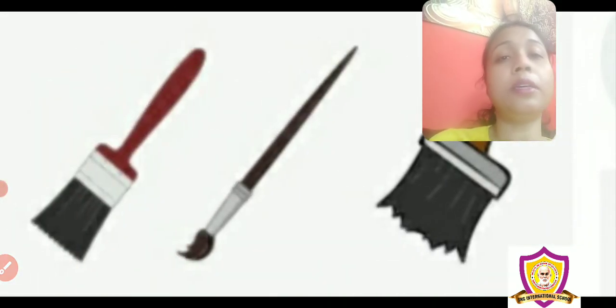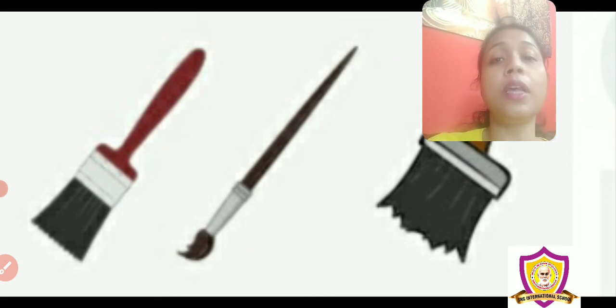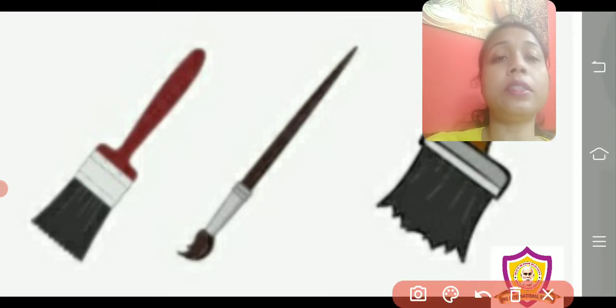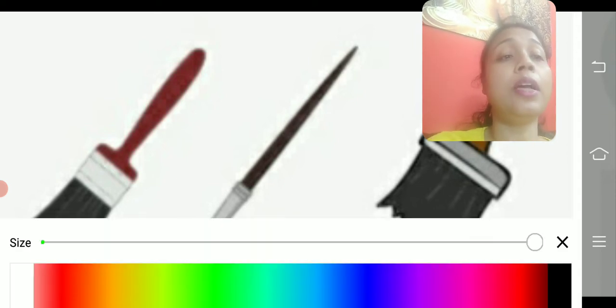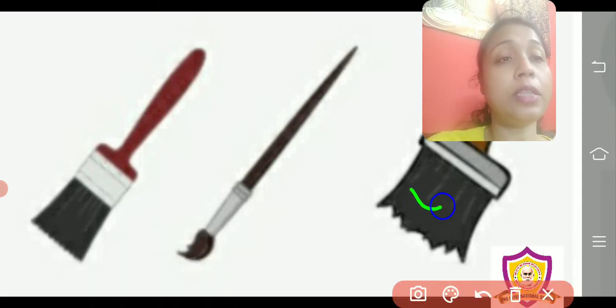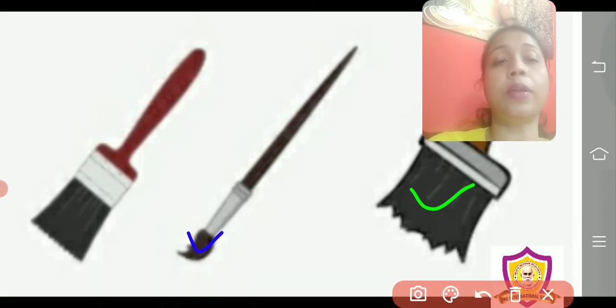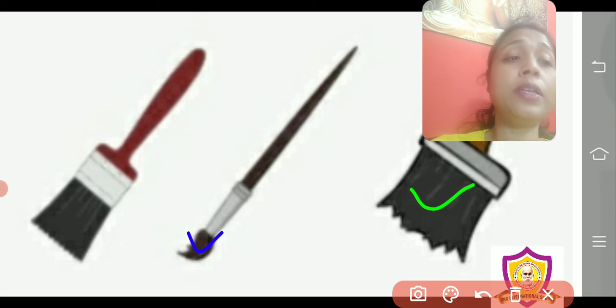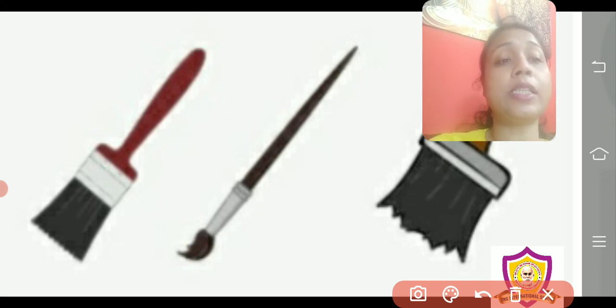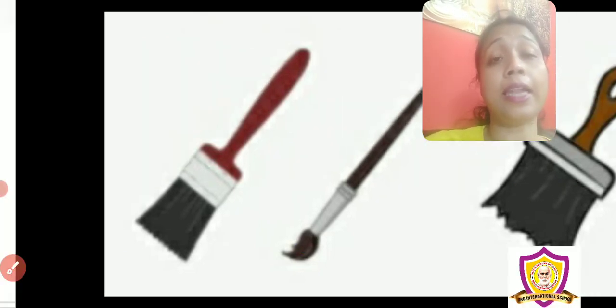See, I have three brushes. Now when you are talking about the brush, you will see the bristles. Here are the bristles of these three. Now you have to find out the thickest, this one, and which one is the thinnest, this one. Okay, so children, by observing we can say which object is thick and thin.